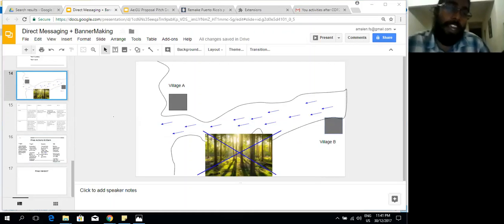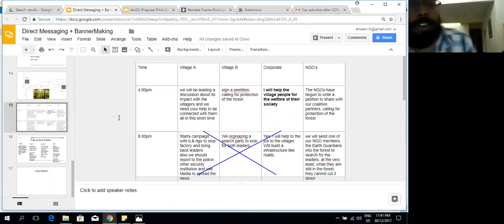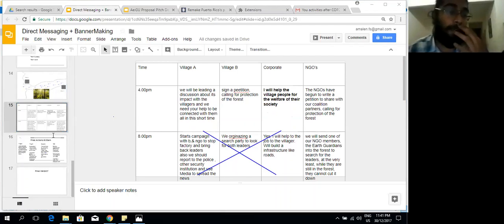But at the end of the day, the corporation still offers jobs to Village A and B. There are roads that are being built and all these things happen anyway. Yes, there is a way to win at the end, actually. But let's talk about that. Okay? Let's talk about the things that you guys did. So this time, if everyone could just talk, we'll just do this for about 20 minutes and then we'll be done. Okay?